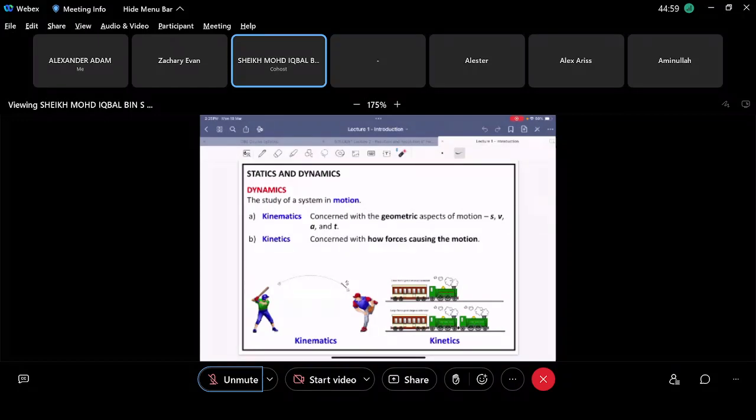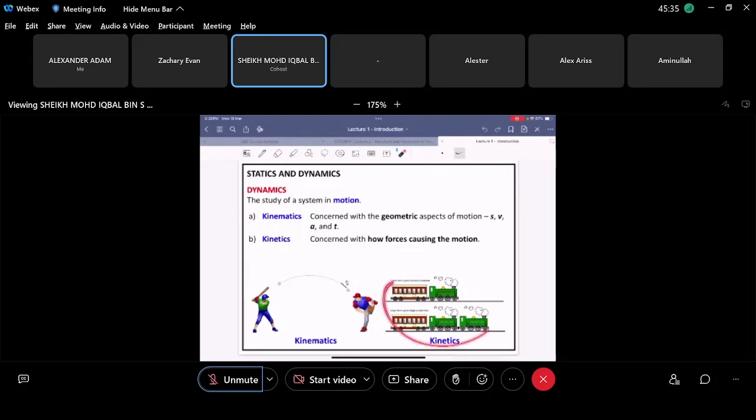For the force, we go into kinetics. So this one is kinetics. It's concerned with how forces cause the motion, right? For kinetics, force plays a major role. So for example here, if there's just one train pulling the carriageway, the small force will give a small acceleration. But what happens when we add two trains here pulling one carriageway? Means two forces here, right? So we're going to have a bigger acceleration, right?